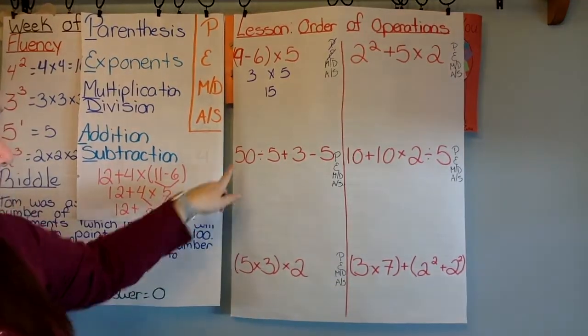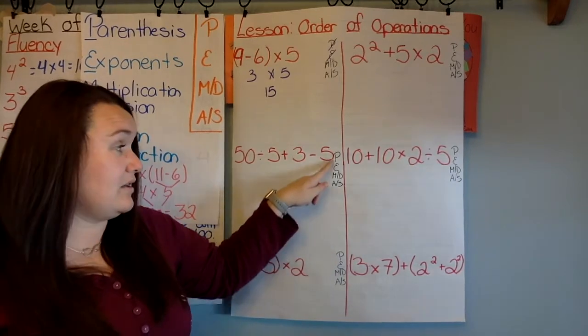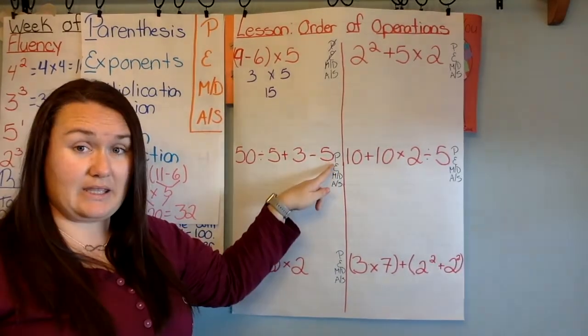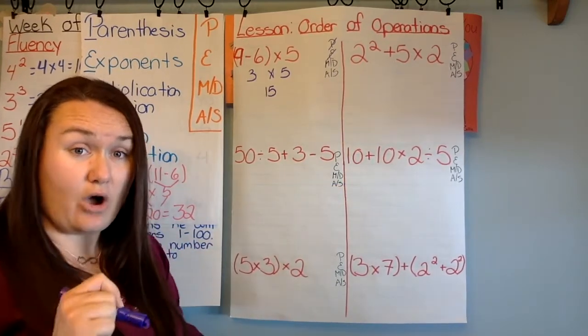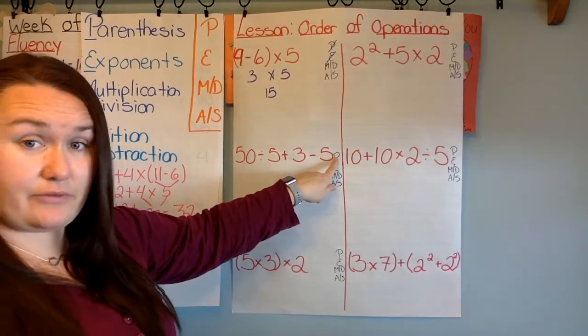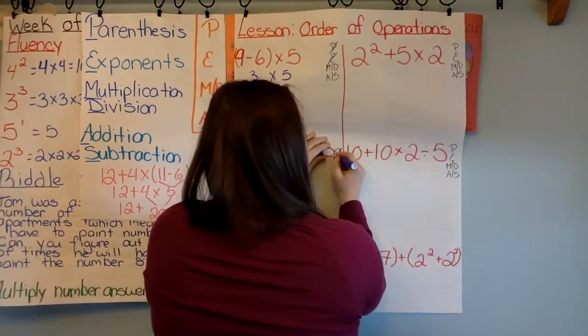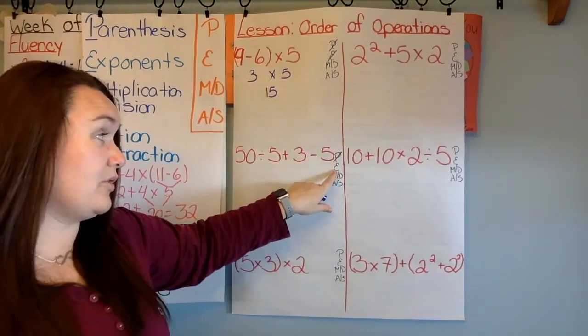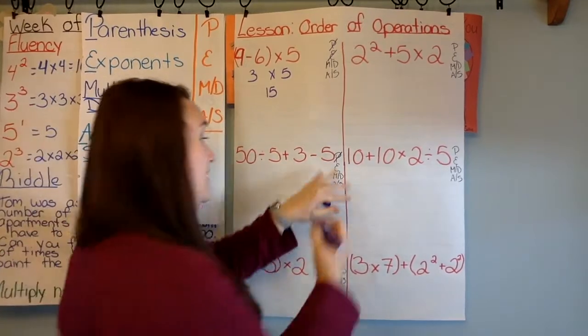My next problem, 50 divided by 5 plus 3 minus 5. So again, you can see, really small, I wrote out the P, E, M, D, and AS. So I can go along and check off what I've done. So let's start. So starting with the P, which is parentheses, do I have any here? No. So that means done. I can keep moving. So now I'm going to go to the E. E is for exponents. Do I have any exponents? No. So I'm going to keep moving.